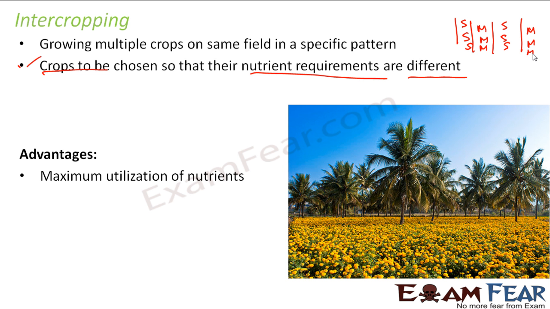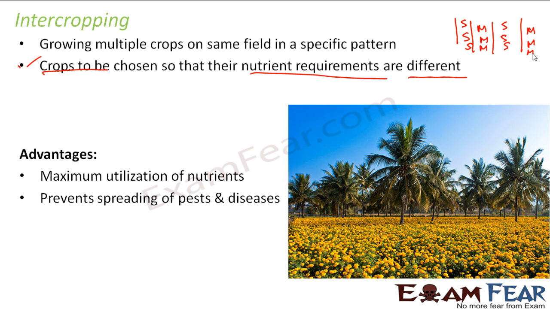But if you have an intercropping of wheat and maize, or maize and soybean, in that case, maize has its own requirement of nutrients, soybean has its own set of other requirements. So both of them will derive the nutrients from the soil. So maximum utilization of nutrients will take place.